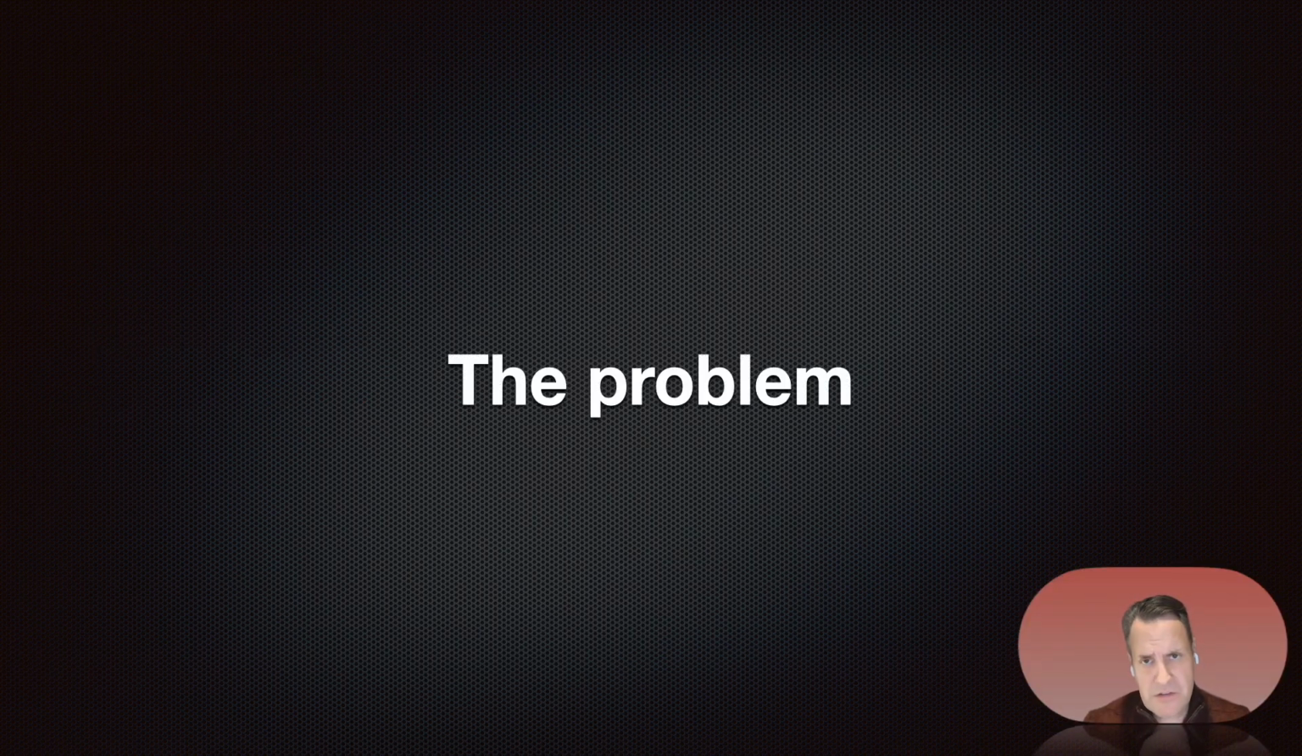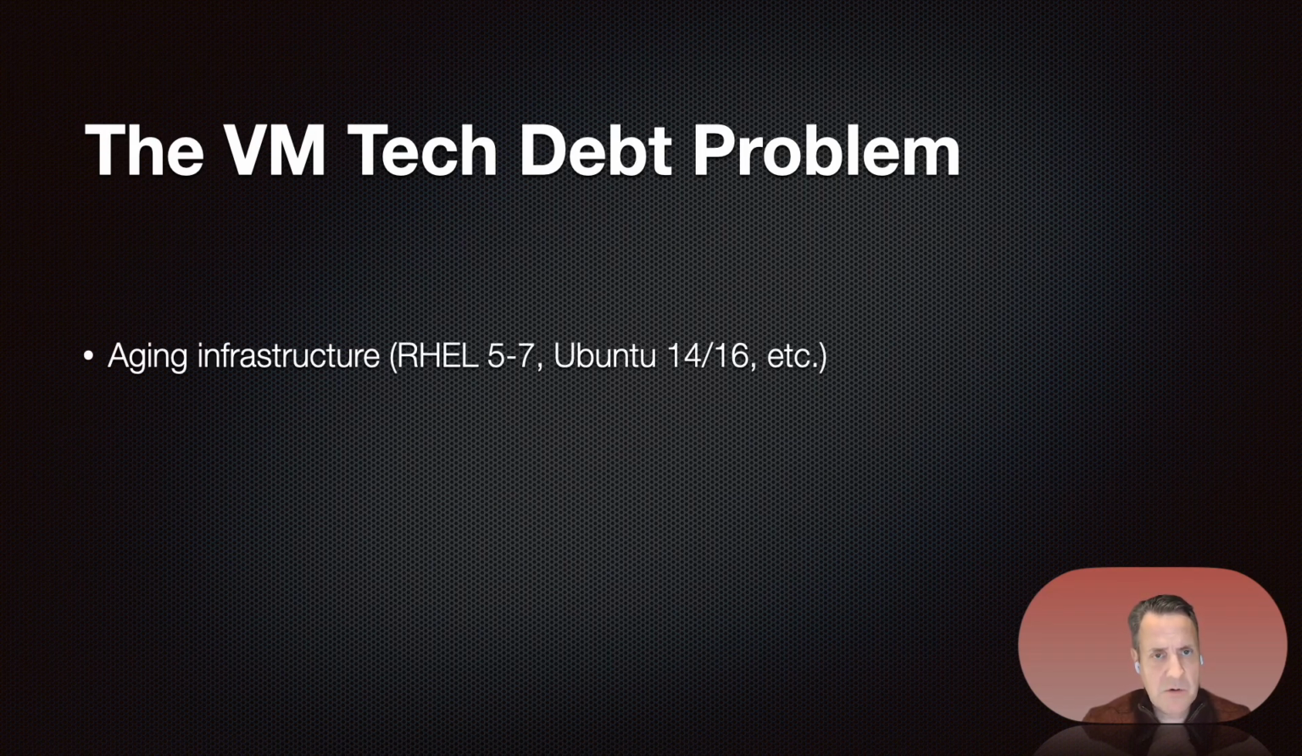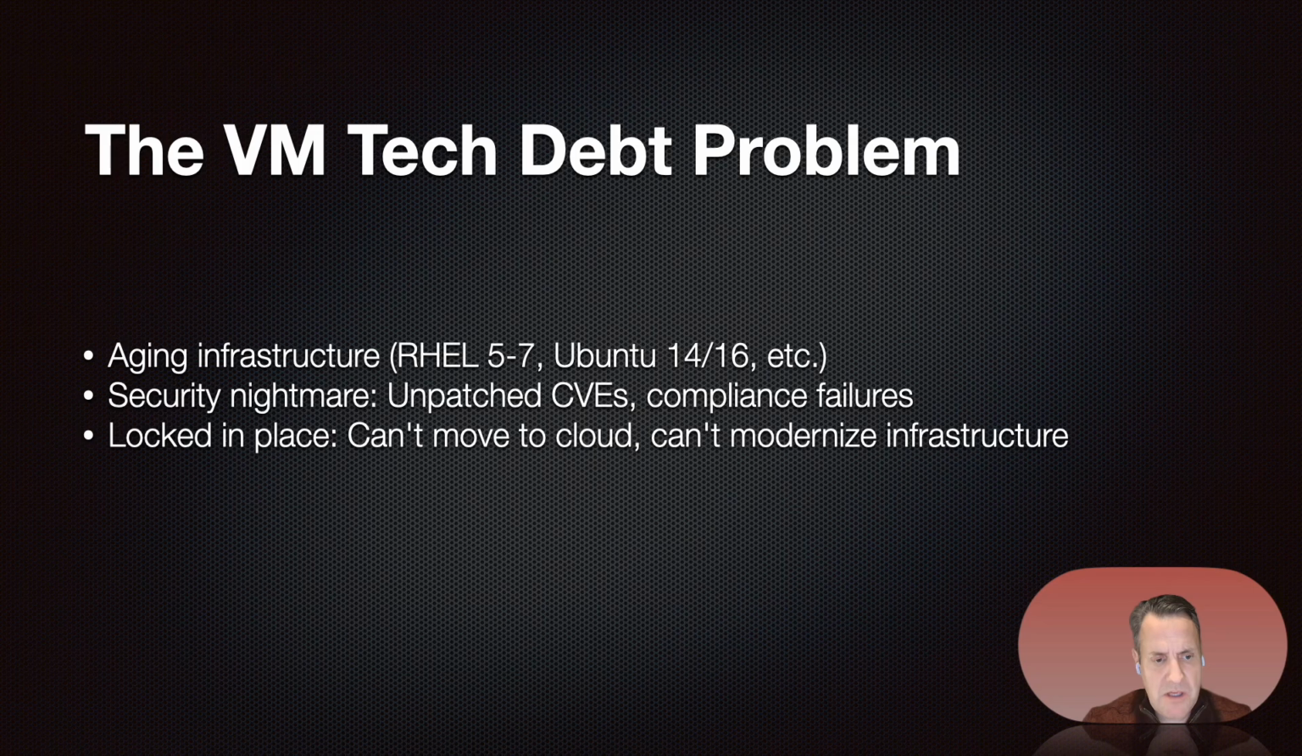So, as always, let's start out by defining the problem. There is a virtual machine tech debt problem with just about every customer I've ever talked to. A lot of them are constantly trying to age out the aging infrastructure. They've got old versions of old operating systems with important applications that sometimes the app owners are not always around anymore, but the app is critical and they've got to keep it running. And of course, this in turn creates a security nightmare because then you have unpatched CVEs and compliance failures. It can be a mess.